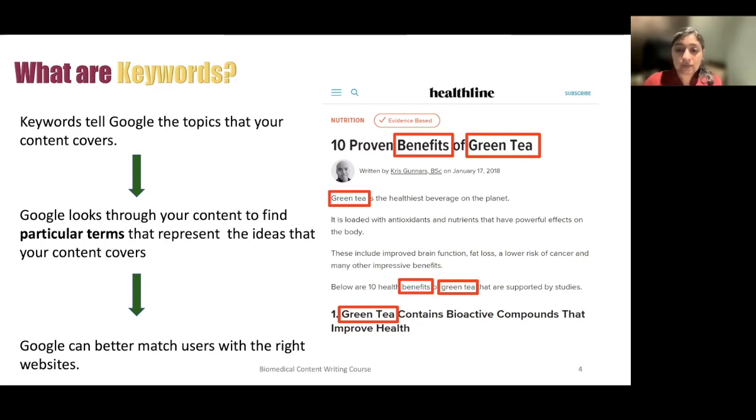So for instance, if somebody looked in the Google search bar for benefits of green tea, this is the article that Google would throw up at them, because this has mentioned benefits and green tea multiple times in their content, and these would be the keywords for this particular piece.